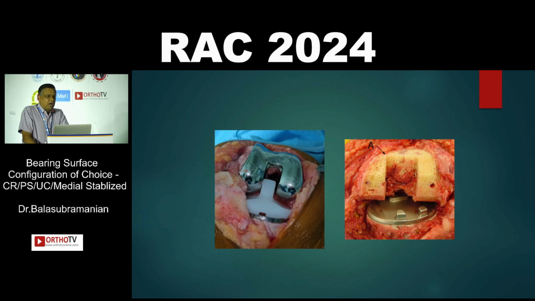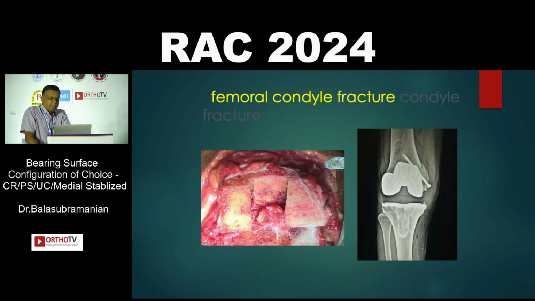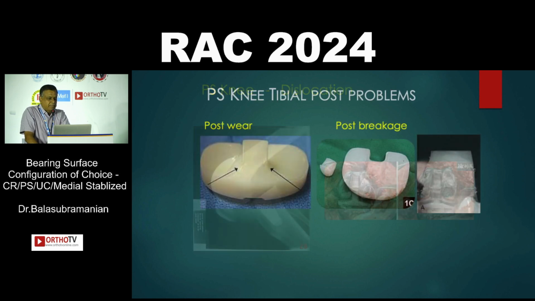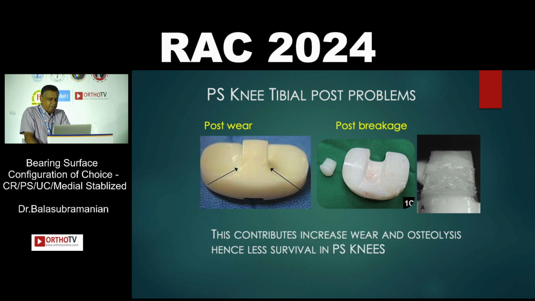But the downsides are you are taking a big cut. It's a box cut. You are bone sacrificing. And sometimes, if there is a small femur, you can encounter a fracture perioperatively itself. And if the flexion is loose, even the post can dislocate posteriorly. And the tibial post problems are there, post wear, post breakage, and this contributes to increased wear and osteolysis, hence less survival in PS knees.